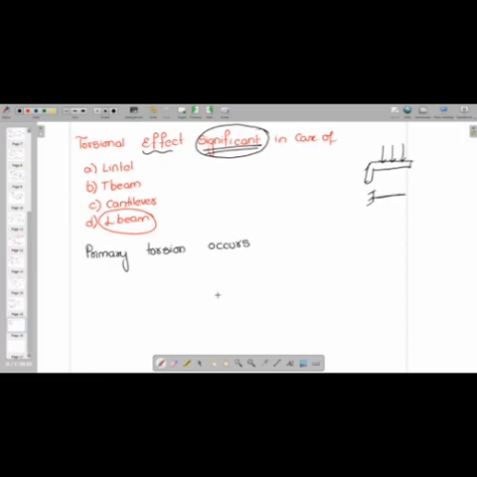Okay. Next, primary torsion occurs in. See here, primary torsion occurs.